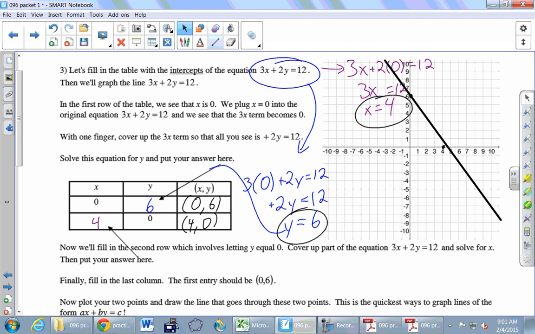So that's a very quick way to graph that line, okay? And those 2 points are called intercepts. The definition's below, but I think that you already know what the intercepts are. 4, 0, is that the x-intercept or the y-intercept? That's the x-intercept, the one that's on the x-axis. 0, 6 is called the y-intercept. Any questions about graphing a line using the intercepts?